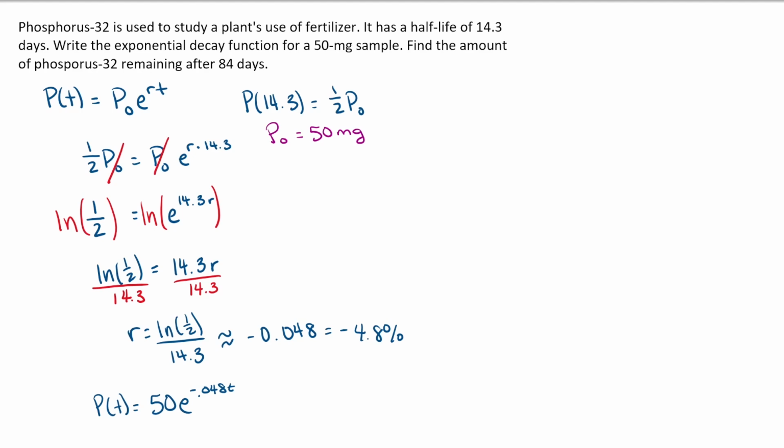Now we need to find the amount of phosphorus 32 remaining after 84 days. So we'll plug in 84 for t, and P of 84 is equal to 50 times e to the negative 0.048 times 84 power. And this is equal to 0.85 milligrams. So we have 0.85 milligrams remaining after 84 days.